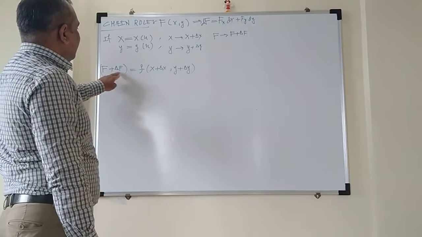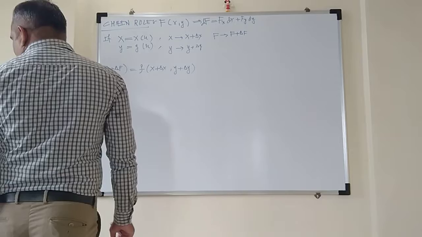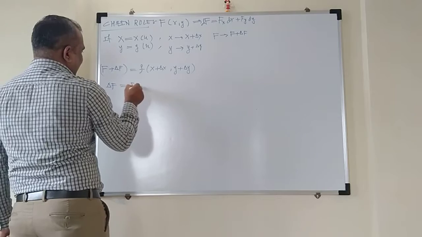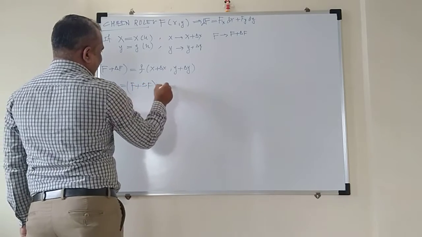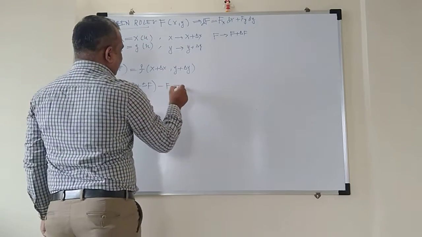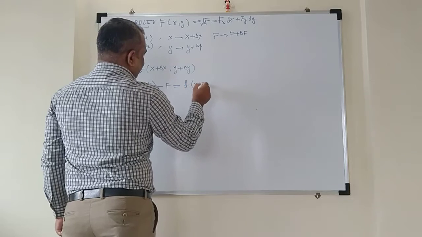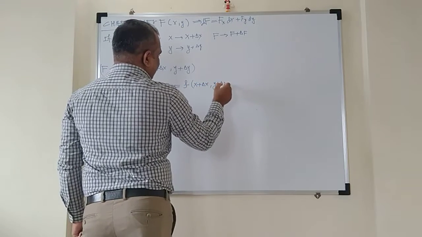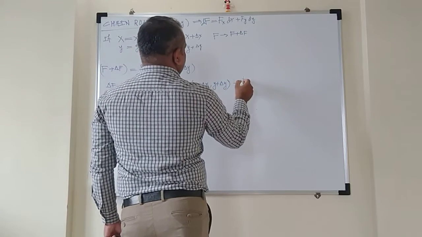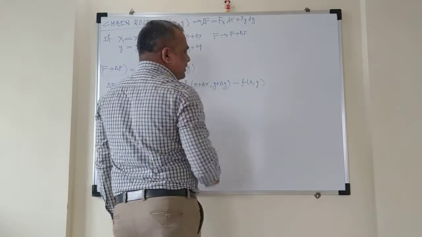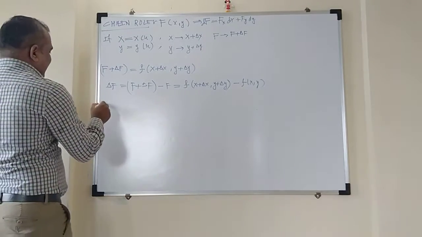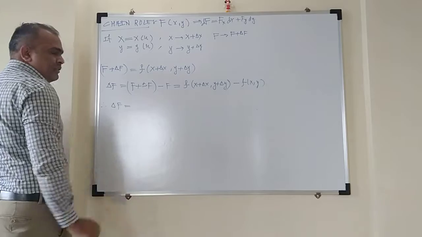Therefore your function f plus delta f is equal to this one, and now I can write delta f equals f plus delta f minus f. That means this function minus the original function f. So this will give me f of x plus delta x, y plus delta y minus f, which is a function of two independent variables x and y. It's very simple. Therefore I can write the same equation for delta f.